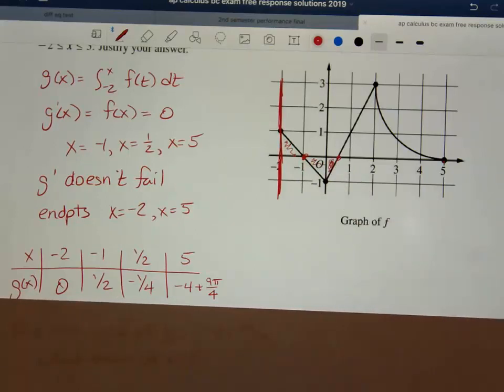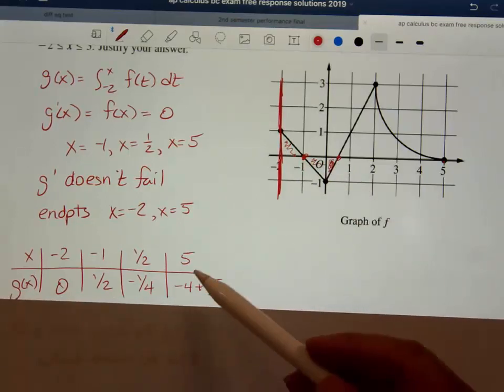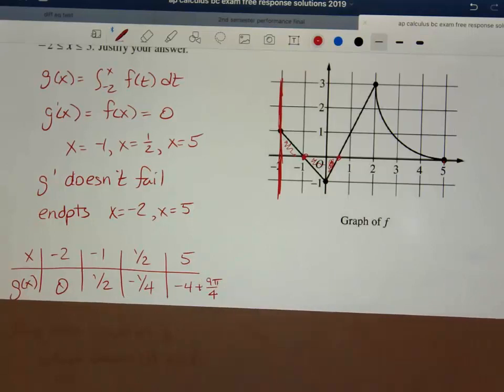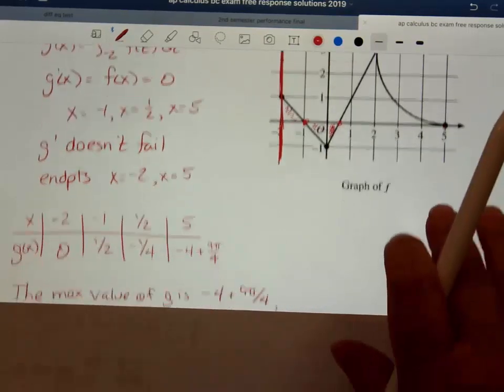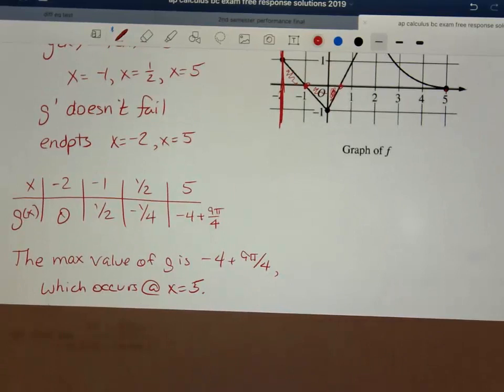That's -1/4. And then the area up to 5, we already figured out as -4 plus 9 pi over 4 from a previous problem. So the maximum value of g is that y value. It's -4 plus 9 pi over 4, which does occur at x equals 5.